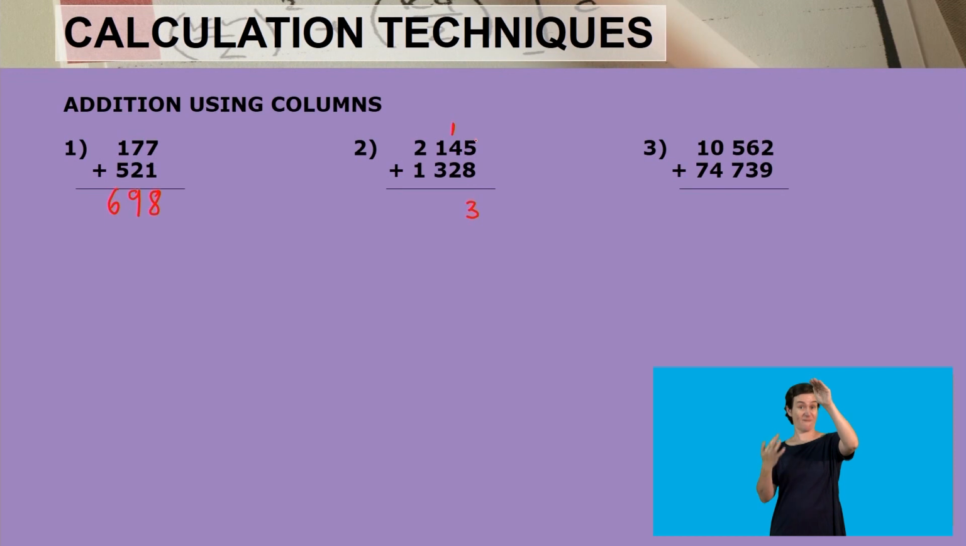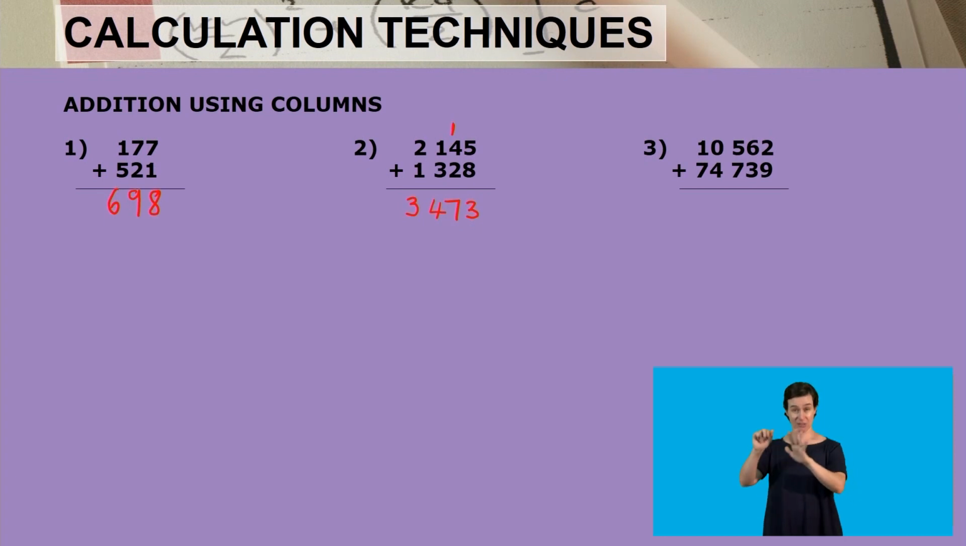So we have 4 tens plus 2 tens. That gives us 6 tens. But we are going to add the 1 ten that is there, and that gives us 7 tens. Then we have 100 plus 300, and that is going to give us 400. We move on to the thousands. That is going to be 2,000 plus 1,000. So 2,000 plus 1,000 gives us 3,000. Our answer there is 3,473.